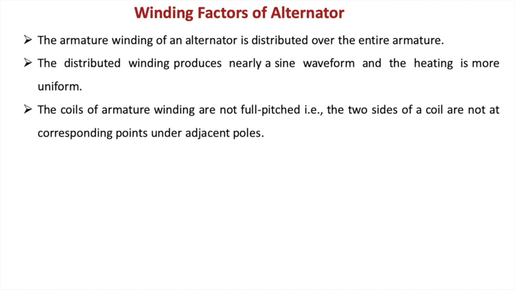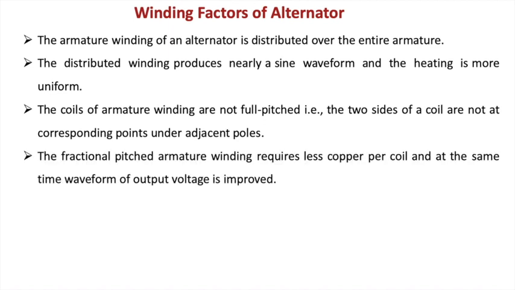That means it is not a full pitch. If it is directly under the adjacent poles, it will be a full pitch, that is 180 degrees separation. The fractional pitched armature winding requires less copper per coil and at the same time the waveform of the output voltage will be improved.